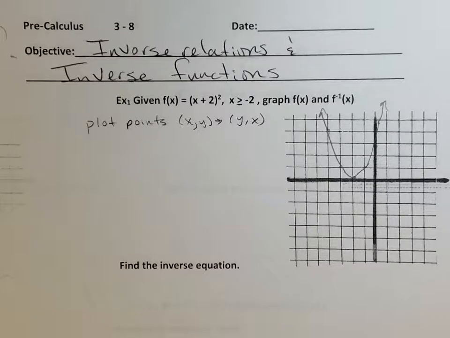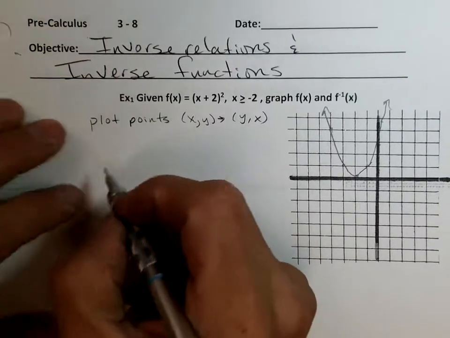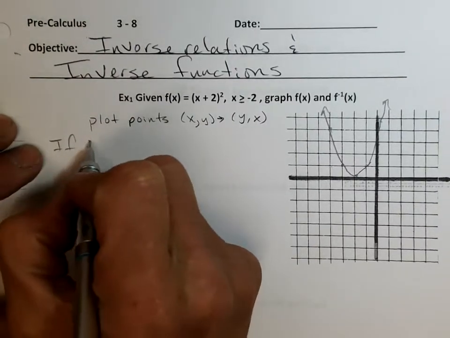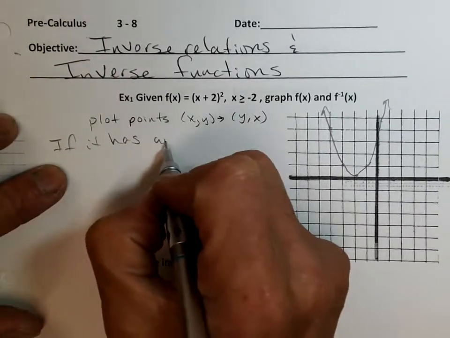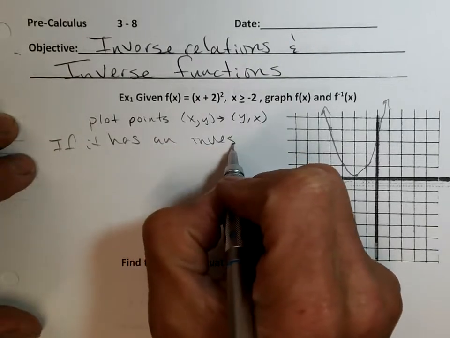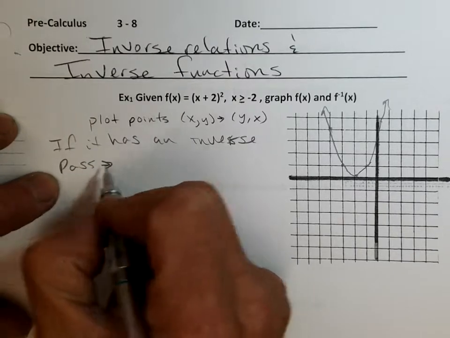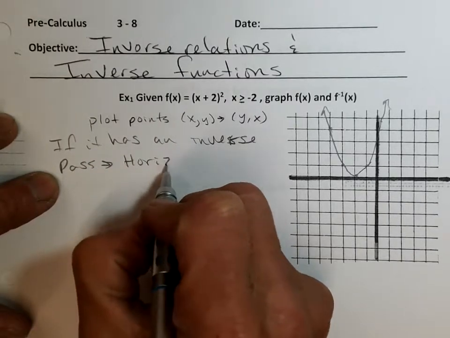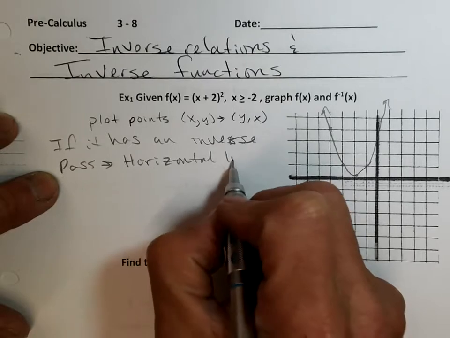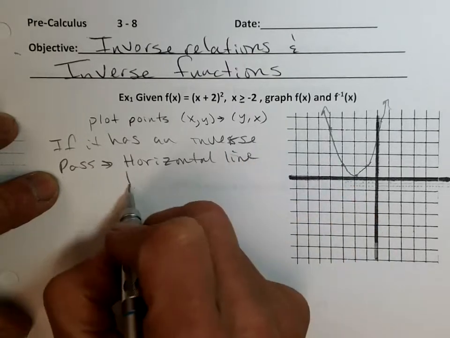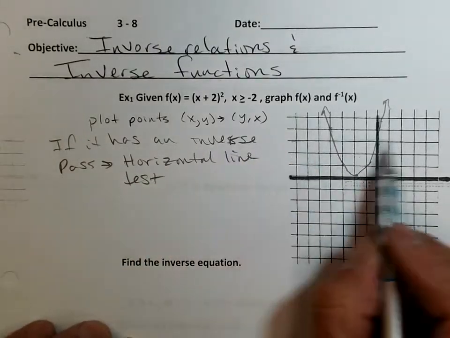Now, I talked earlier about the fact that if it has an inverse, it's going to pass the horizontal line test. Remember that? Remember the horizontal line test? So, if it has an inverse, it's going to pass the horizontal line test. So, this won't.